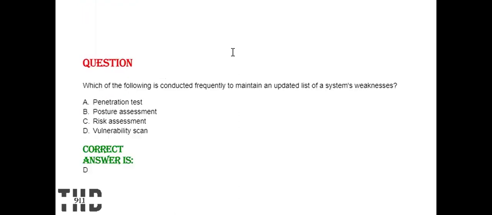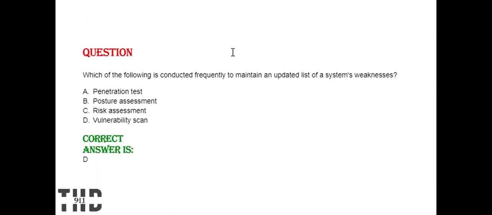Which of the following is conducted frequently to maintain an updated list of the system's weaknesses? Option A, penetration test. Option B, posture assessment. Option C, risk assessment. Option D, vulnerability scan. The correct answer is option D.